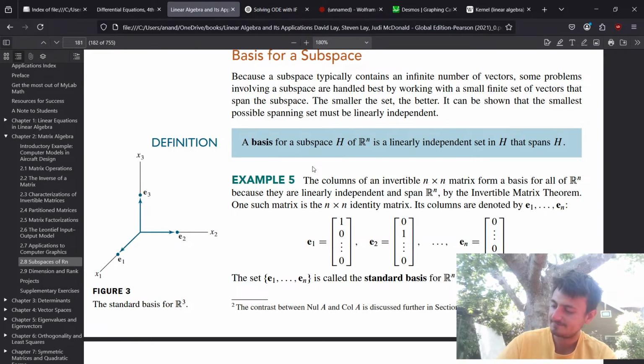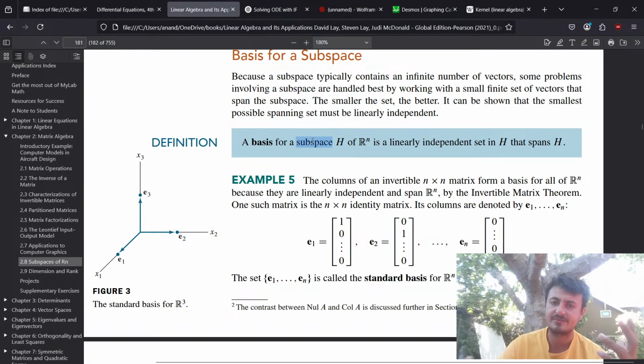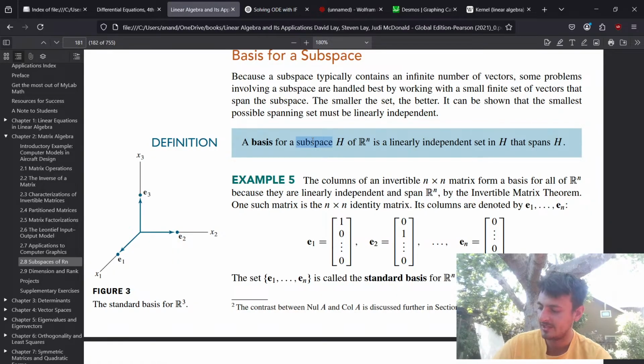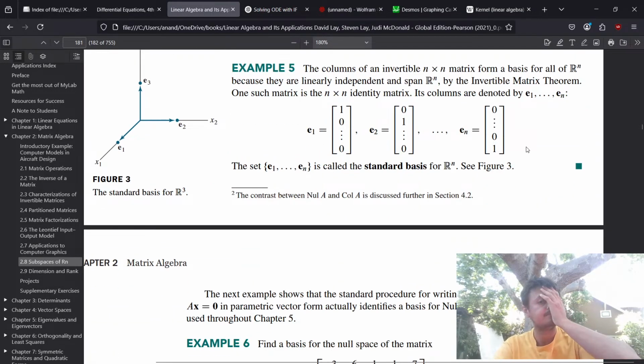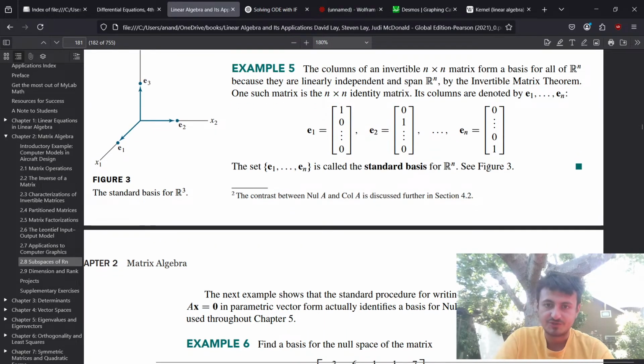So a basis of some vector space is defined as, it doesn't even need to be a subspace. I think it's defined just for vector spaces in general, is some linearly independent set in V such that the span of it is equal to V. Or H equal to H, however you want to say it. And then the standard basis is obviously just the one we're all used to. That's not very complicated.